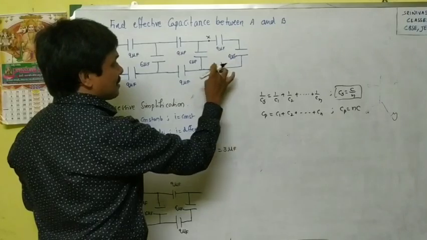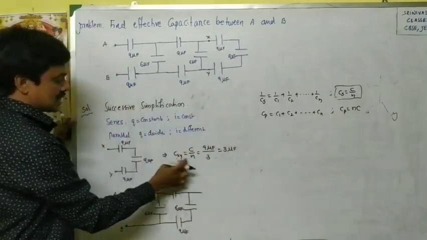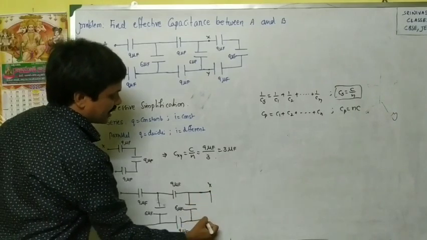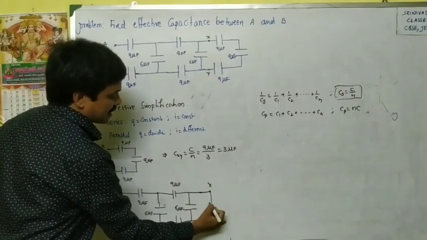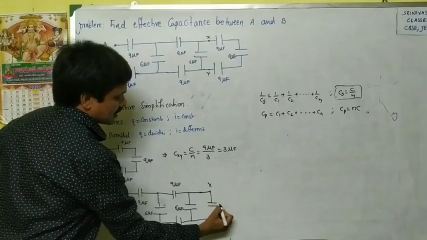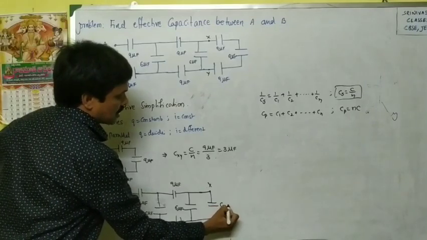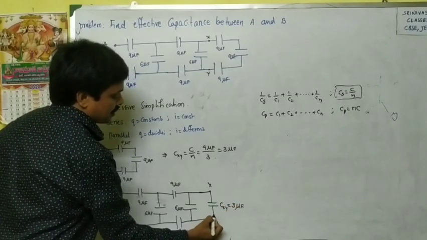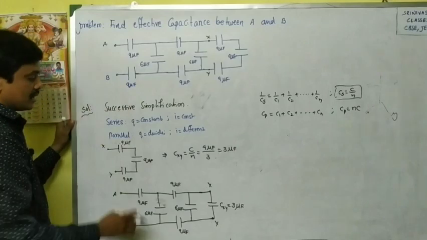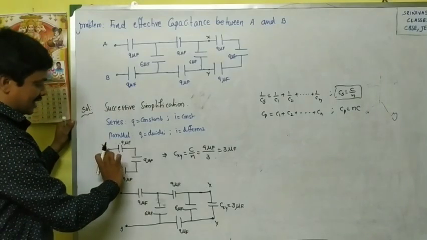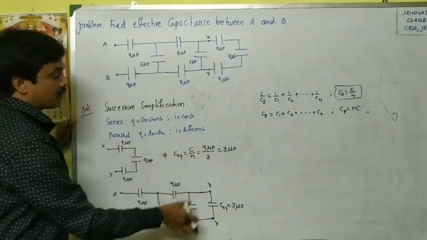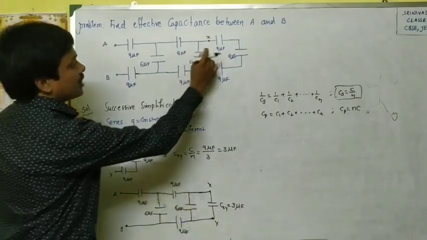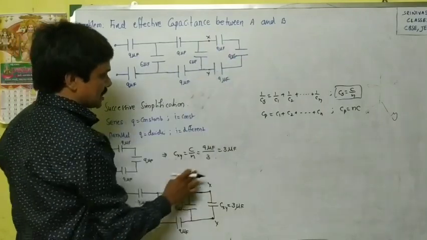This part combinedly acts as one capacitor whose capacitance we find out, right? Between x and y we have to write the effective capacitance. Effective capacitance is what? That is Cxy. What is its value? 3 microfarad, right? These three combinedly act as one capacitor between x and y. Its capacitance is 3 microfarad, that we have to add.